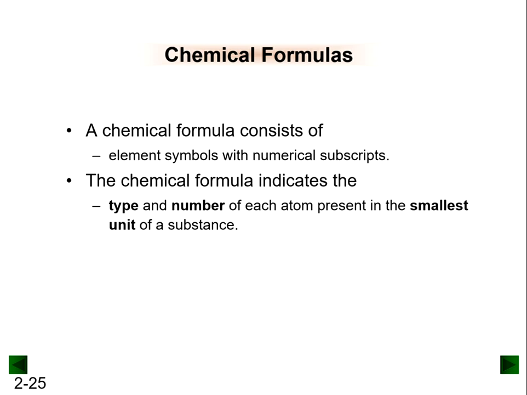Next, we're going to look at chemical formulas, and we'll talk about naming as we go forward. We know symbols for elements, and you'll learn the names for a number of elements. Naming compounds is a bit more complex. Chemical formulas consist of the element symbol with numerical subscripts to indicate the number of that atom in the smallest unit of the substance, whether that's a molecule or the smallest whole number ratio for an ionic compound.